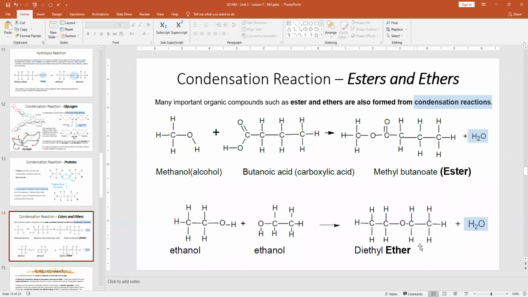You can form ethers through condensation reactions. In this case, you can have 2 molecules of ethanol, and through the condensation reaction, the components of water, the OH and the H, are removed, and the 2 are joined in an ether bond.